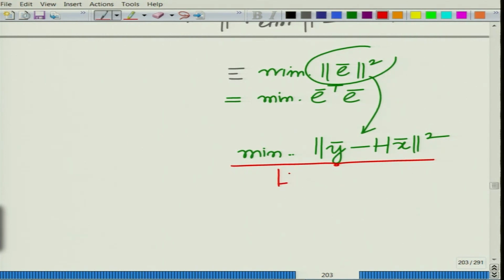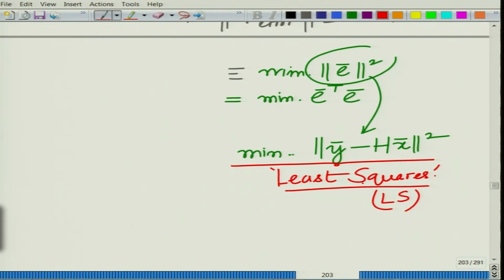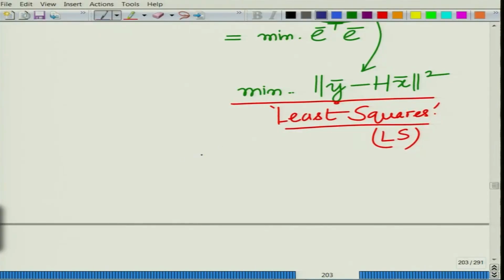This is essentially the least squares problem, which is the title of our module. In case you are wondering what the least squares problem is, this is the least squares problem, LS. Now we want to find the solution to this problem, that is the least squares solution. We want to ask the question, what is the least squares solution? Naturally, this is an optimization problem. So, let us first simplify the objective.